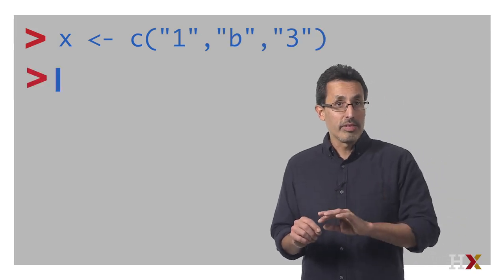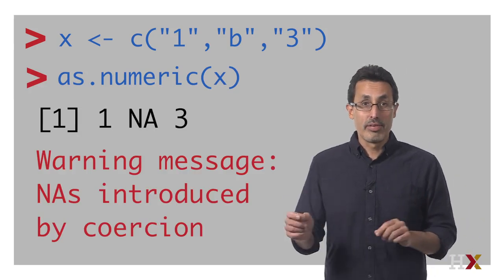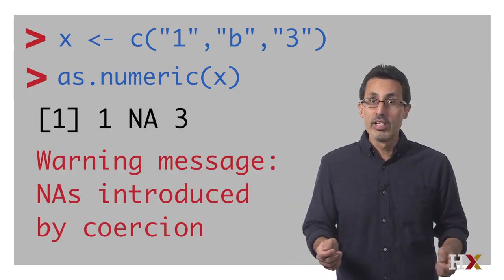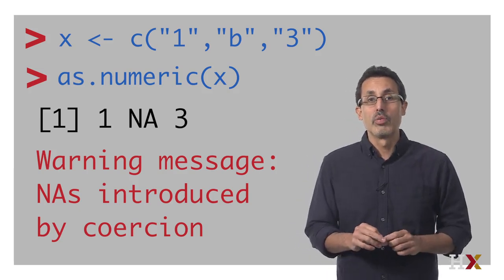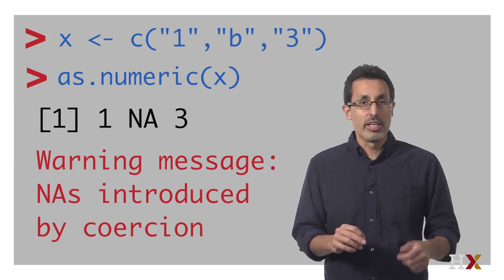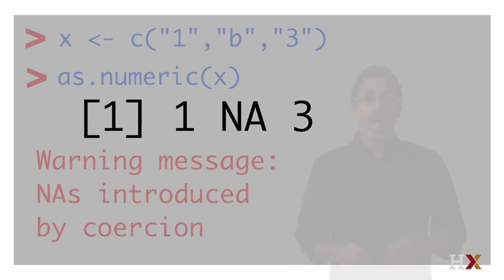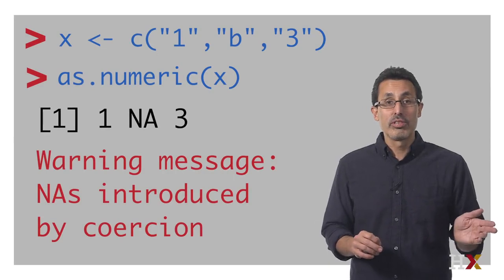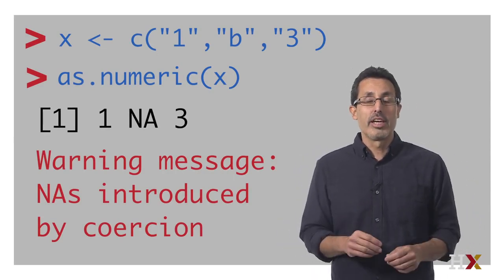Here's an example. Suppose we define an object of character strings "1", "b", "3", and we want to convert them to numbers. R will be able to convert the 1 and the 3 to the numeric values 1 and 3, but it won't know what to do with b. So if you call as.numeric on this vector, we get a warning. It says NAs introduced by coercion, and the answer is the number 1, a missing value, and then the number 3. R does not have any guess of what to do, so instead of converting b to a number, it tells us it's an NA.